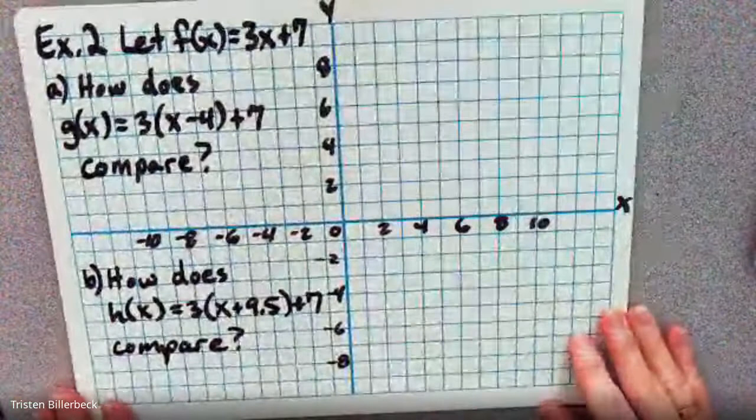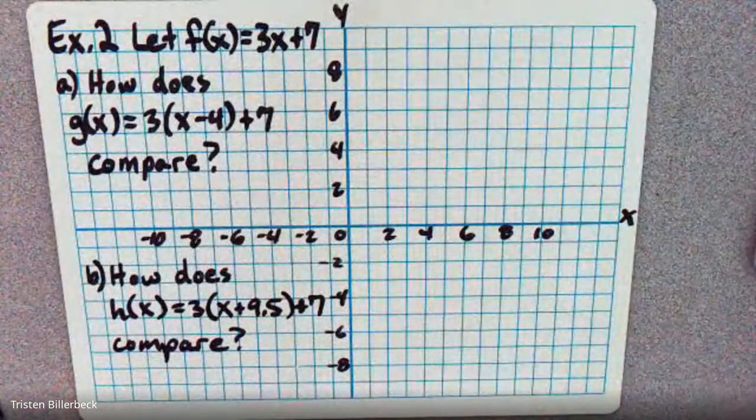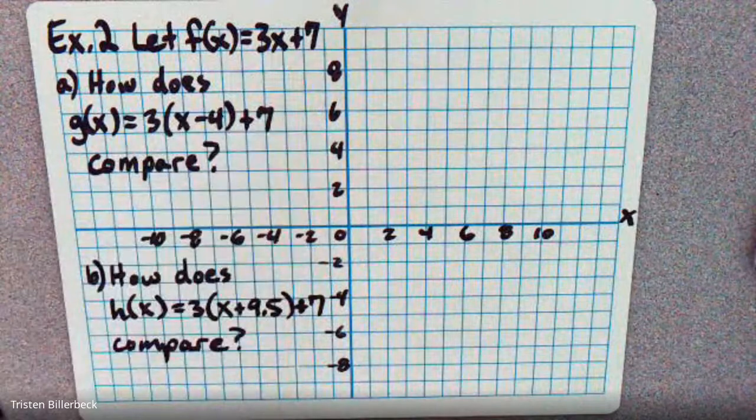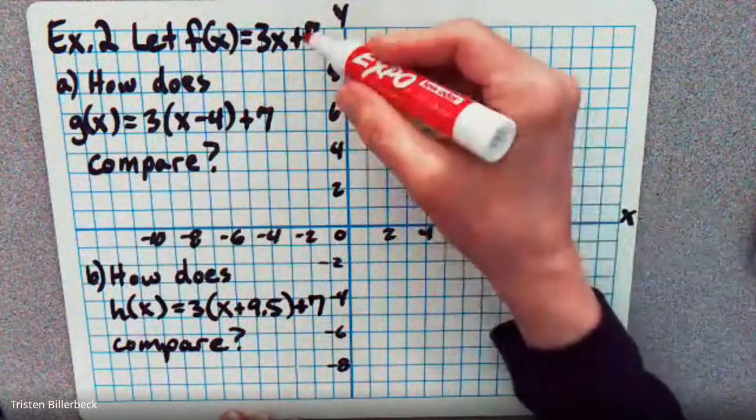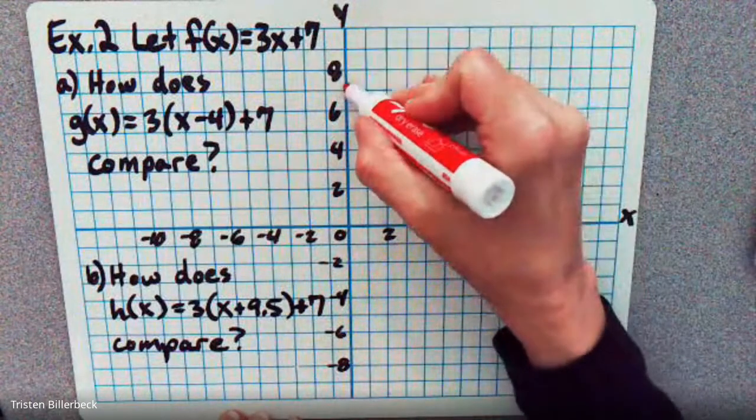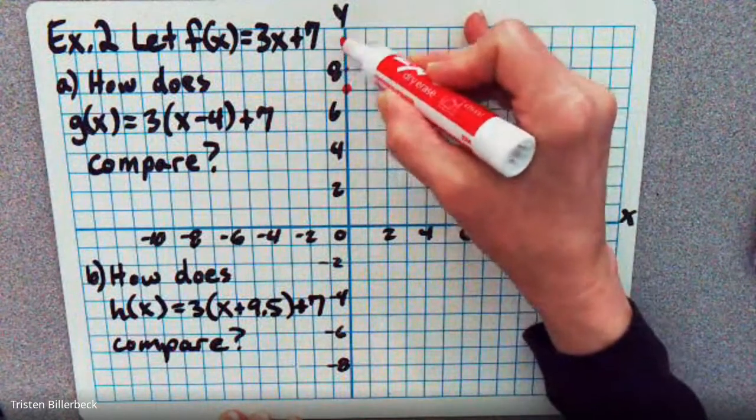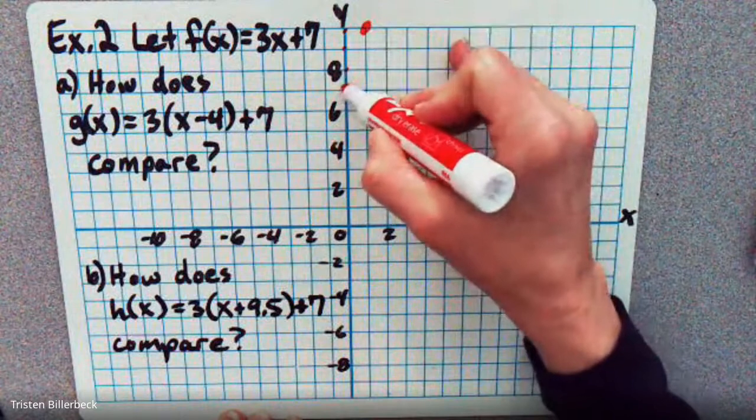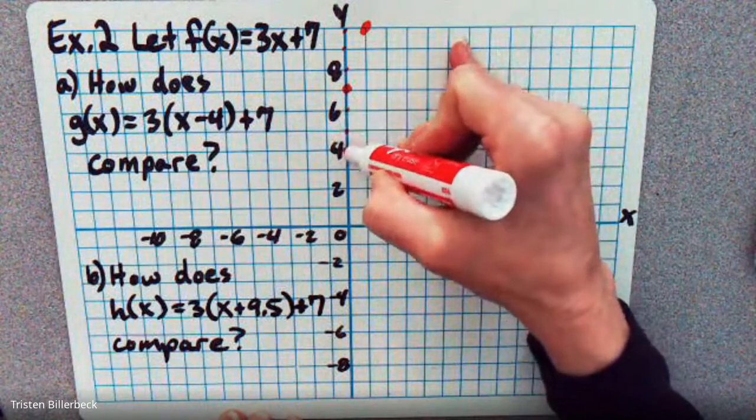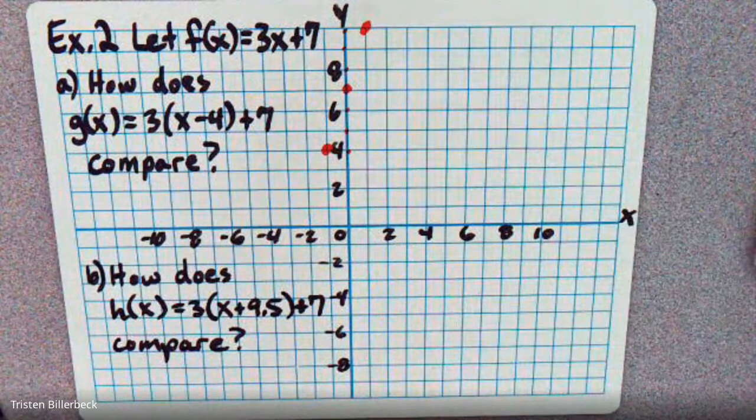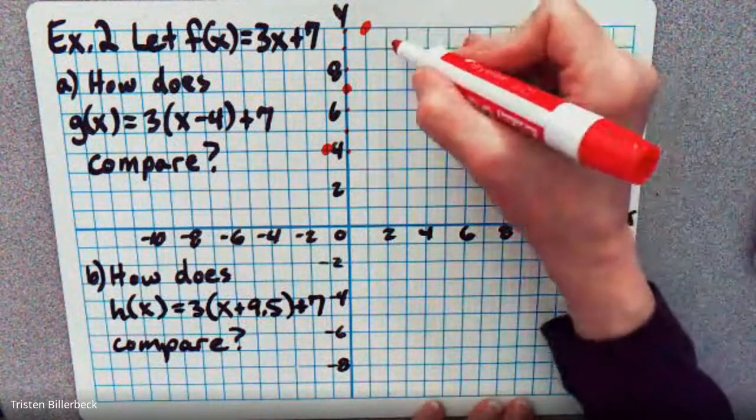Now, if we look at the horizontal shift, so we see we want to graph this one. So we graph this at the y-intercept of 7, and we have a slope of 3. So we rise 1, 2, 3, run 1, or we rise -3, run -1. Okay, we could also plug in a few points if we're not sure.